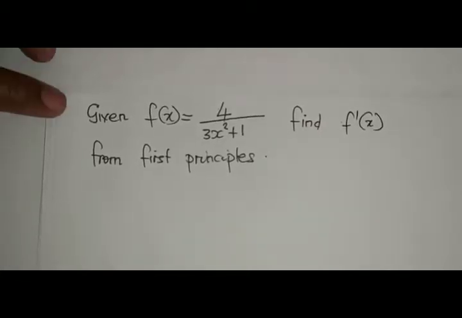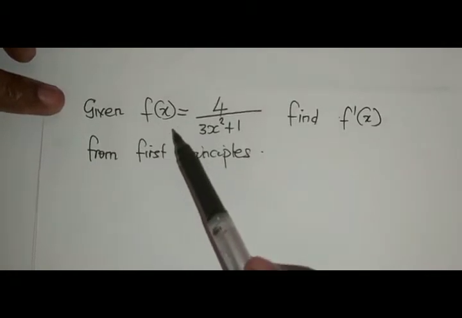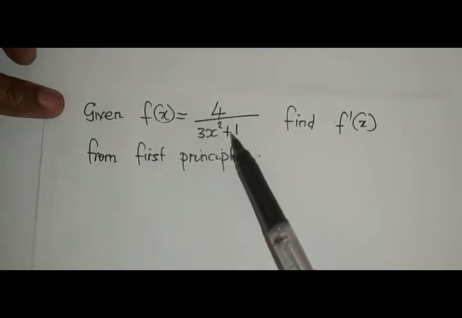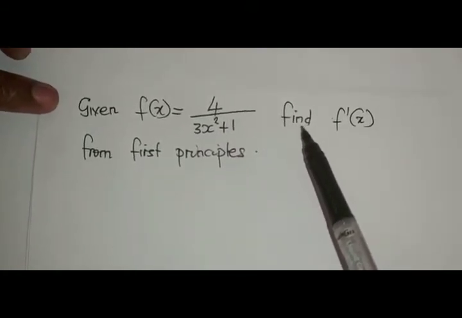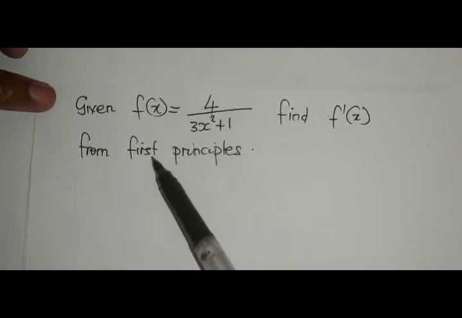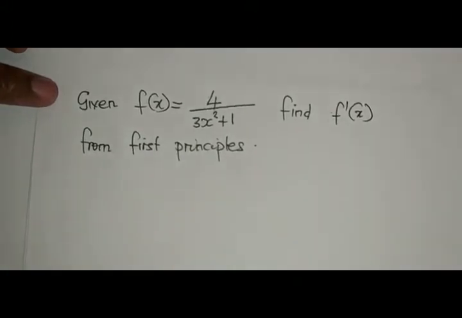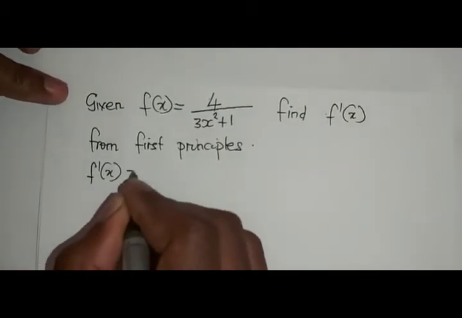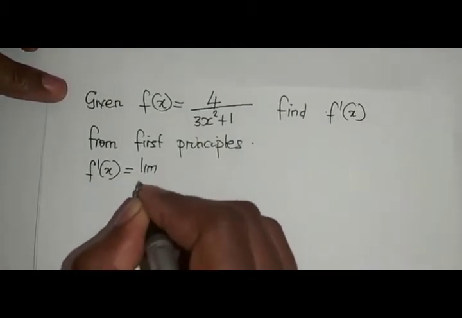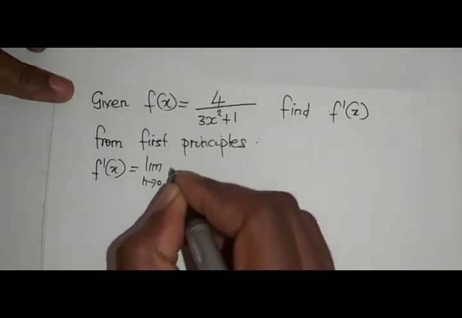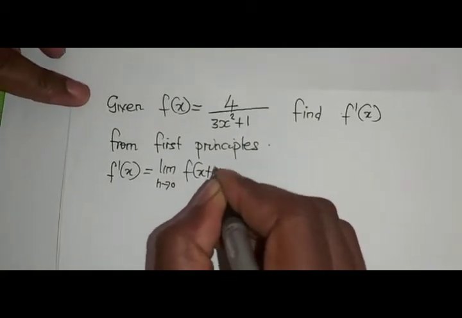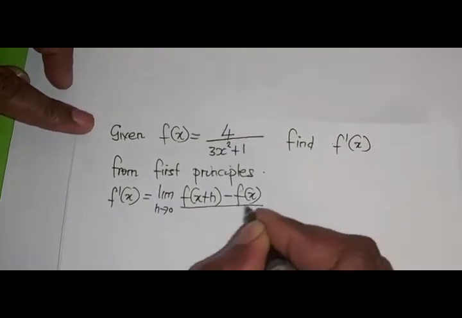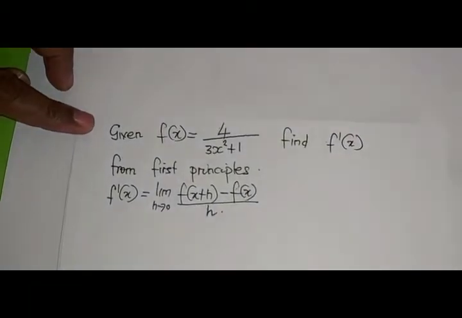Right, in this video, we are given that f of x is equal to 4 over 3x squared plus 1. All we have to do is find f dash of x from first principles. By definition, we know that f dash of x is equal to the limit as h approaches 0 of f of x plus h minus f of x, all over h.